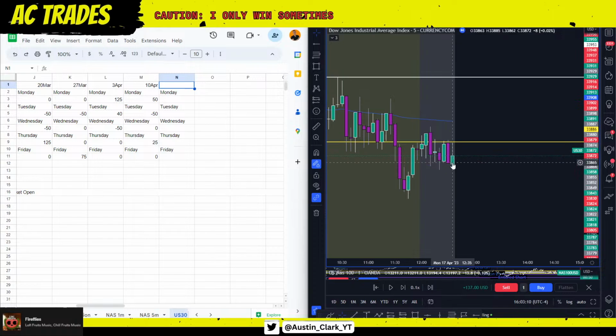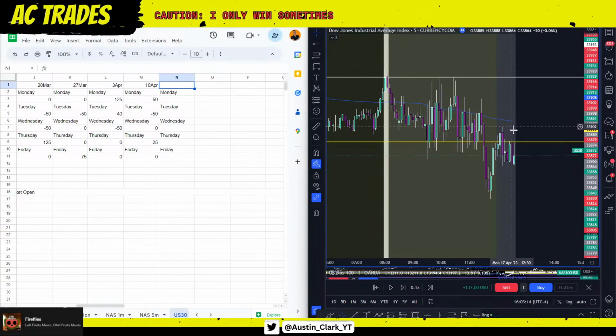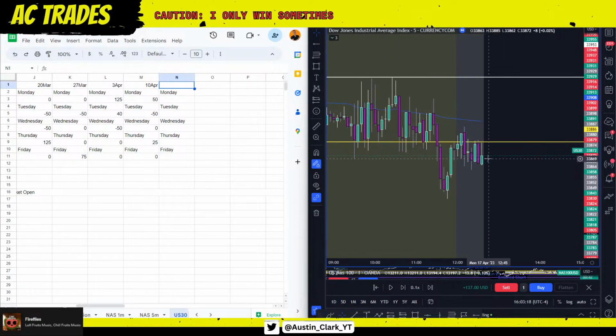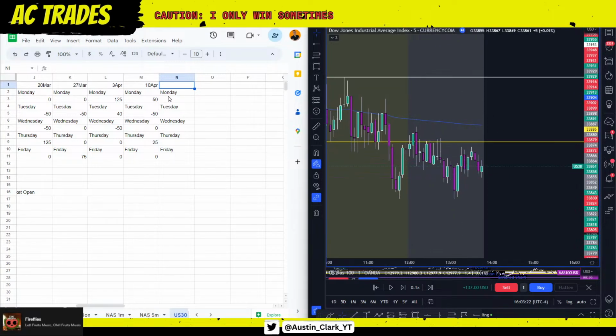This is a nice candle body, but it's coming around the afternoon, and if I didn't find any setups in this type of time frame, around noontime, I just wouldn't have even bothered. This would be a 0.